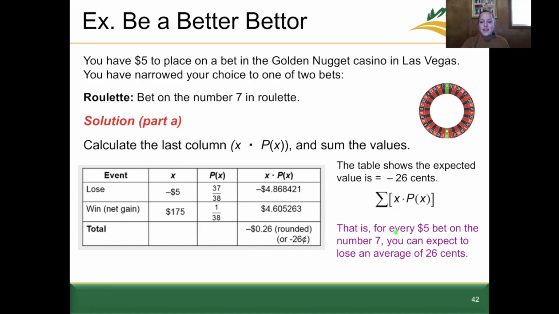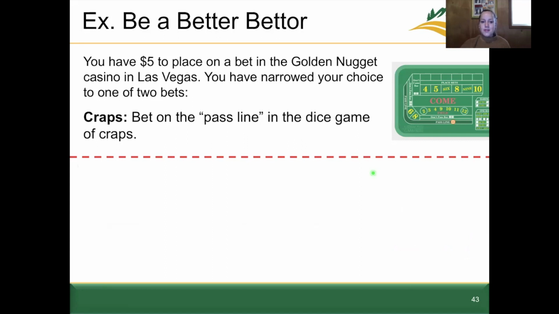This 26 cents is also then representative of when we bet $5 on the number 7, it's what we'd be expected to lose. For betting scenarios, this is likely always going to be a negative number and not a positive number. But we saw earlier the mean is not always a negative number. The expected value is not always a negative number. Here for this betting scenario, it is a negative number. Let's go through part B now.